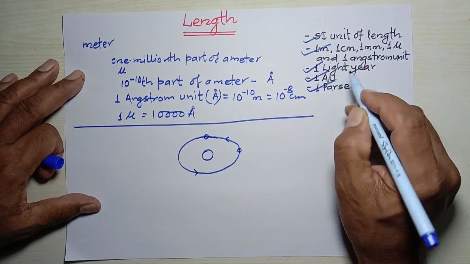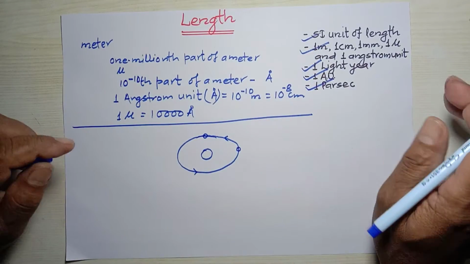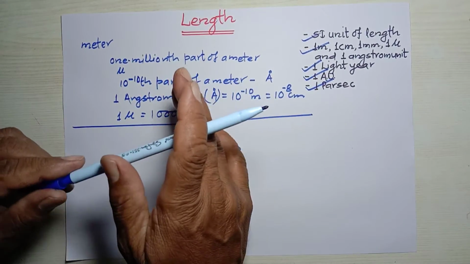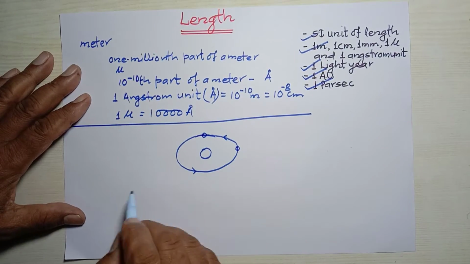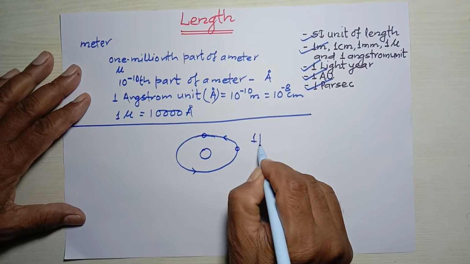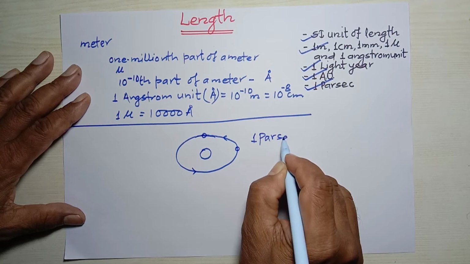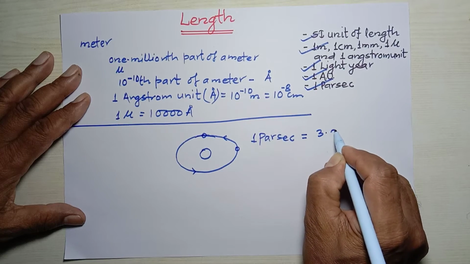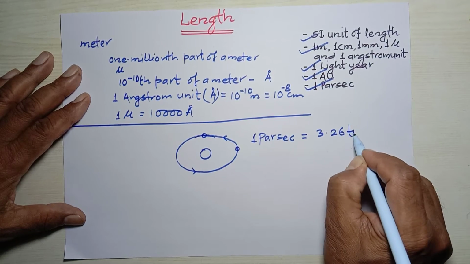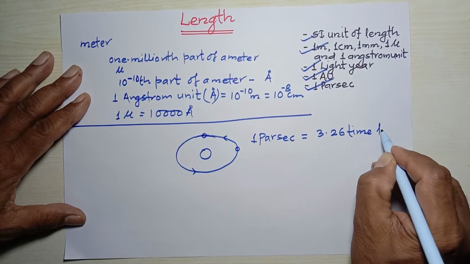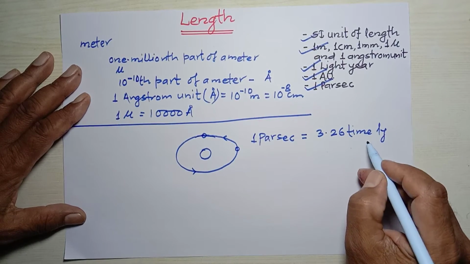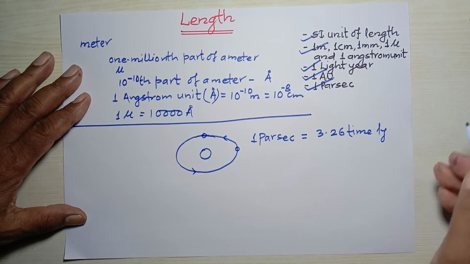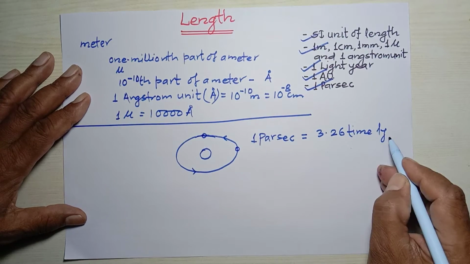Okay, now one is left still. 1 parsec. What is this 1 parsec? 1 parsec is equal to 3.26 times the light year. Light year is written as LY. It is 3.26 times the light year. It means parsec is bigger than light year.